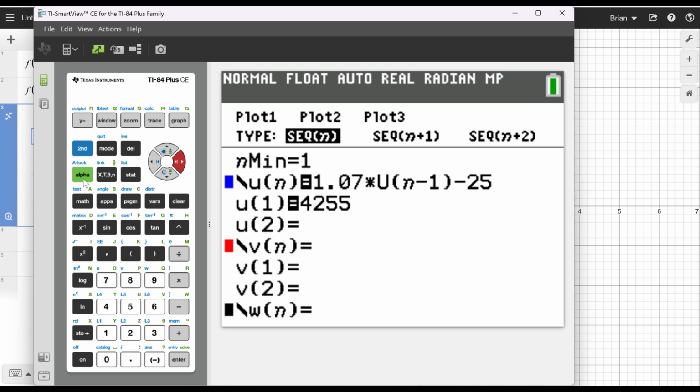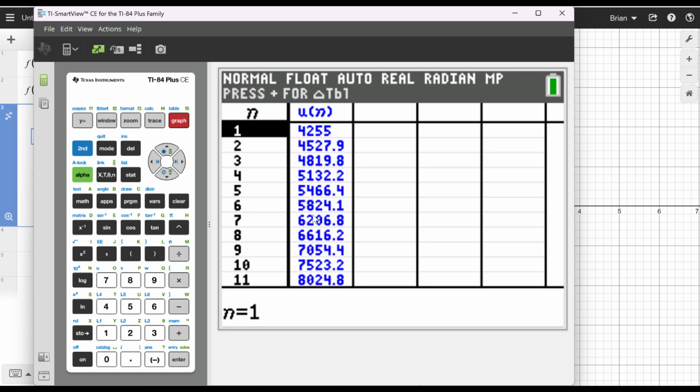So instead of alpha number 5 that I used, I want to do actually second number 7, and it's going to use lowercase u, and that should define this properly. So now when I go to the table, second graph, and go to the table, we can see all of those values listed out for me in that sequence.